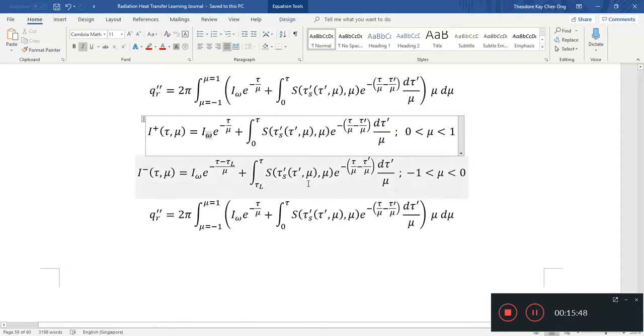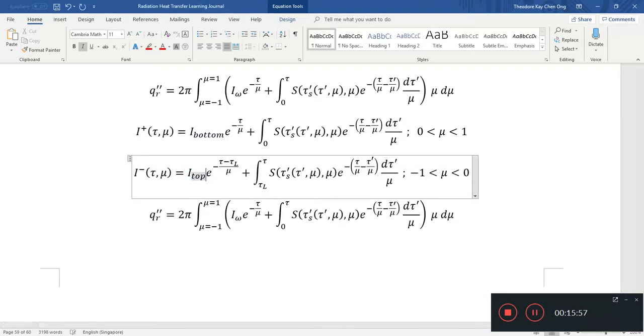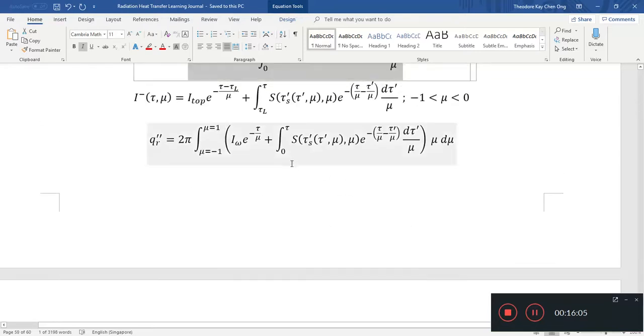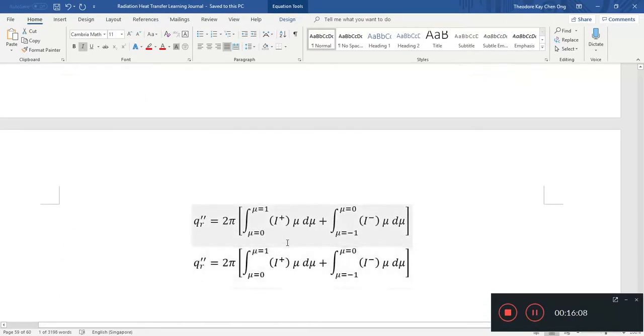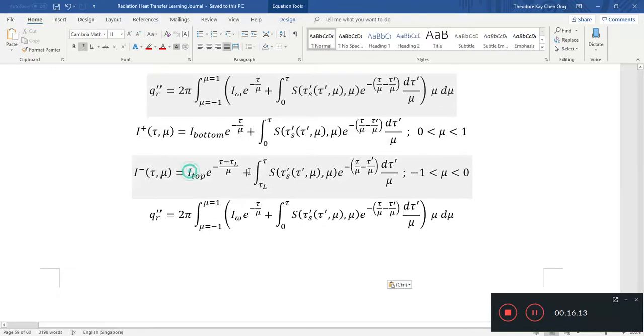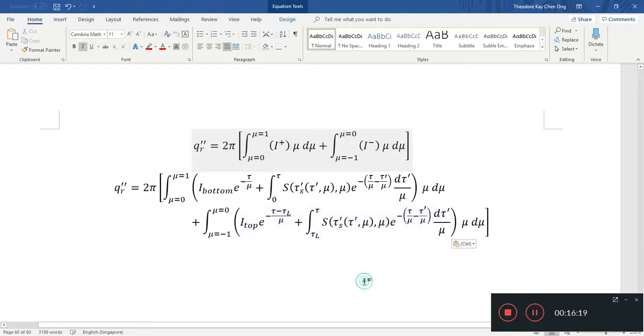So we will have I plus, which will come from the bottom, the intensity of the bottom plate, because it's going upwards. And this one will be the intensity of the top plate. I'll just write bottom and top for clarity, so there's no mix-up, no mishap, and you know what I'm talking about. So I plus at the bottom will be this, and I minus, which starts from the top, will be this. And this is more or less our expression of what we need to do.